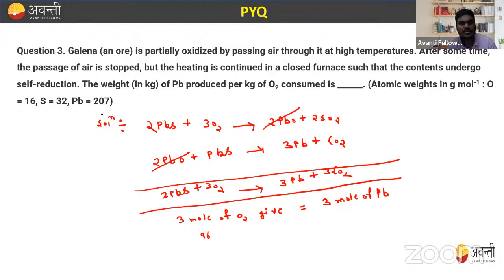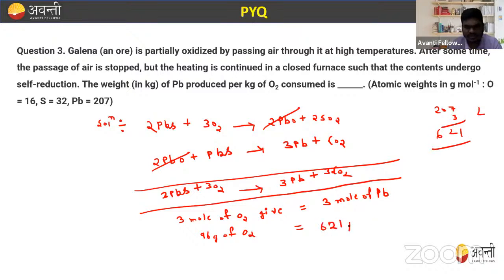Because the atomic mass of Pb is already given here, right? Sulfur is 32, atomic mass is in gram per mole. So in other words, 96 gram of O2 will give 3 into 207, that is 621 gram of Pb, right? So 621 gram of Pb.